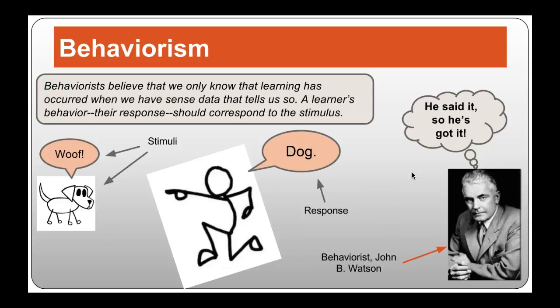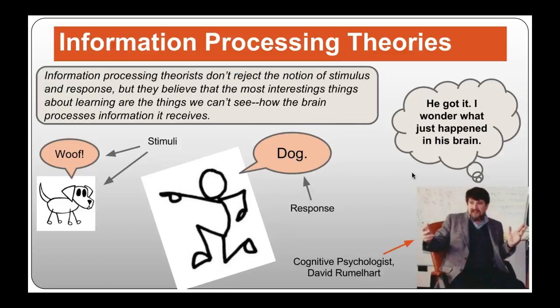Behaviorists are concerned with observable behaviors. That's how they know, or they think they know, that learning has occurred. Okay? All right, let's move on to information processing. Still playing with this idea of the boy and the dog.